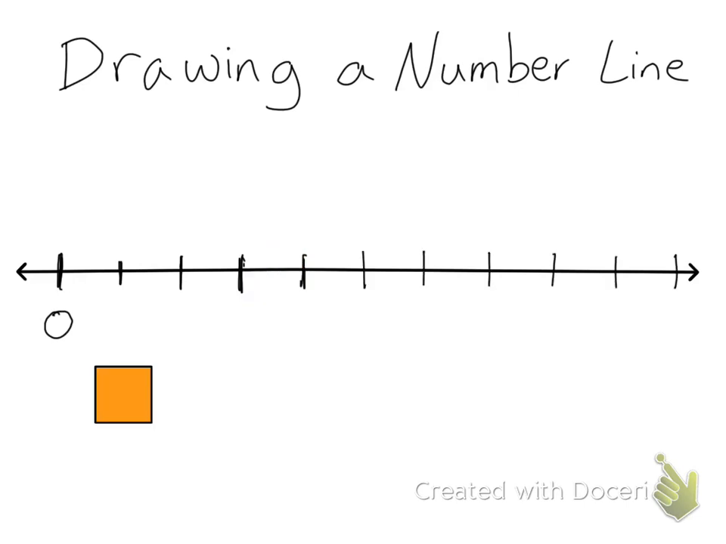Alright, so I finished marking all of the marks on my number line. Now I'm going to write the numbers starting with 0 and going across. So I start with 0, then I go 1, 2, 3, 4, 5, 6, 7, 8, 9, 10. Okay, so we have just made a number line.